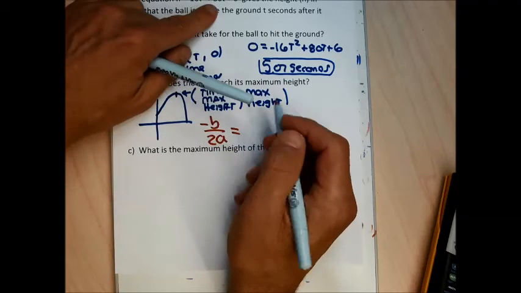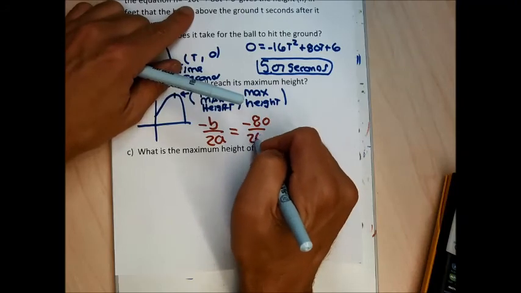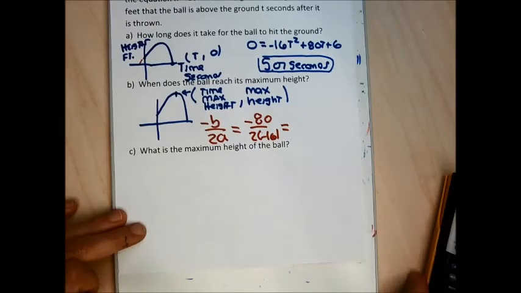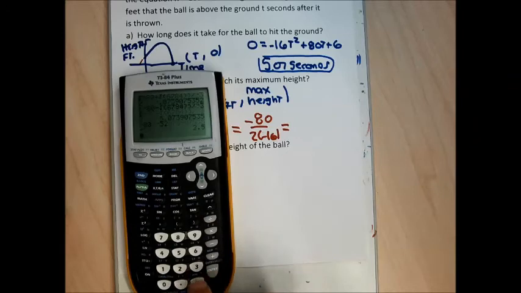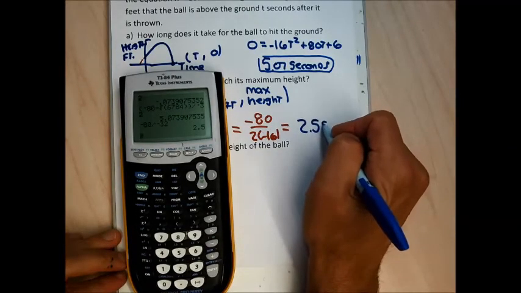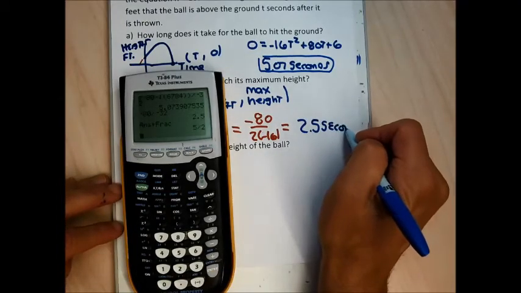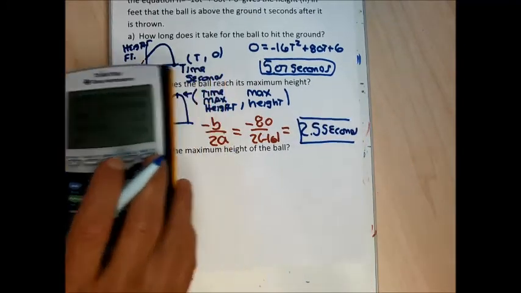where the b is the 80, so it's going to be negative 80, and the a is the negative 16. So the x-coordinate of the vertex is negative 80 over 2 times negative 16, which is negative 80 over negative 32. And I get 2.5 for that, and I'm going to leave that as my answer. So my answer for this is going to be 2.5 seconds. And you could change that, going math enter enter, to 5/2 seconds if you care to. But I like 2.5 seconds. That's the time it's going to reach its maximum height.